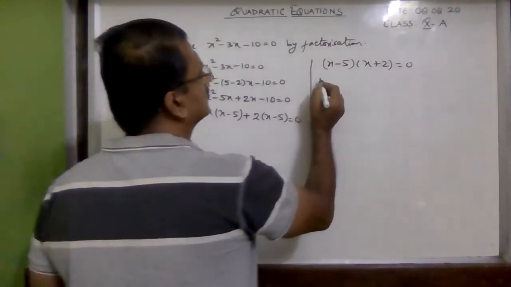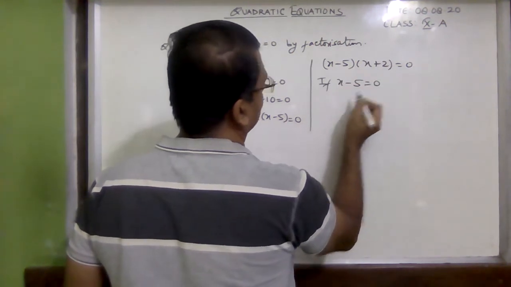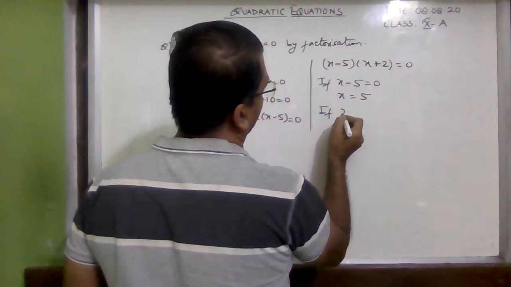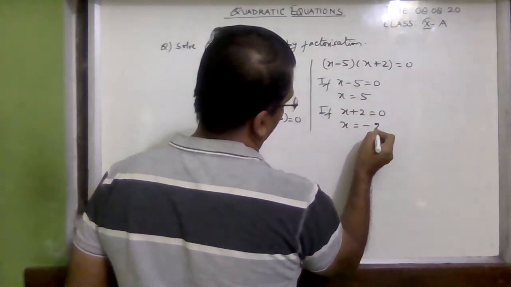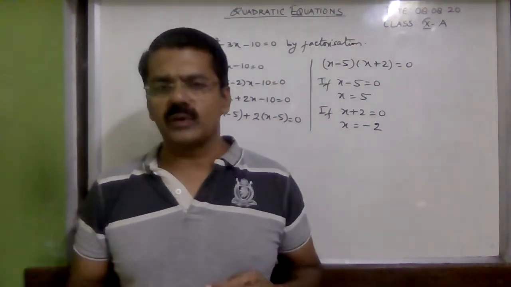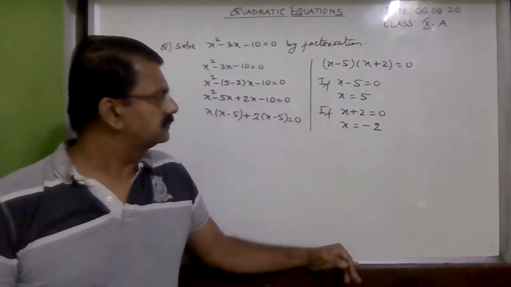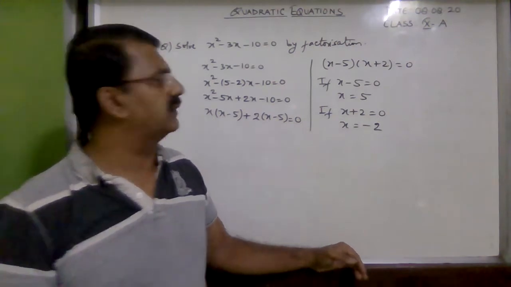So if x minus 5 is equal to 0, then x is equal to 5. If x plus 2 is equal to 0, then x is equal to minus 2. So you can see we have found two values of x, and they are called the roots of this equation, and definitely as it is a quadratic equation there have to be two values of x.